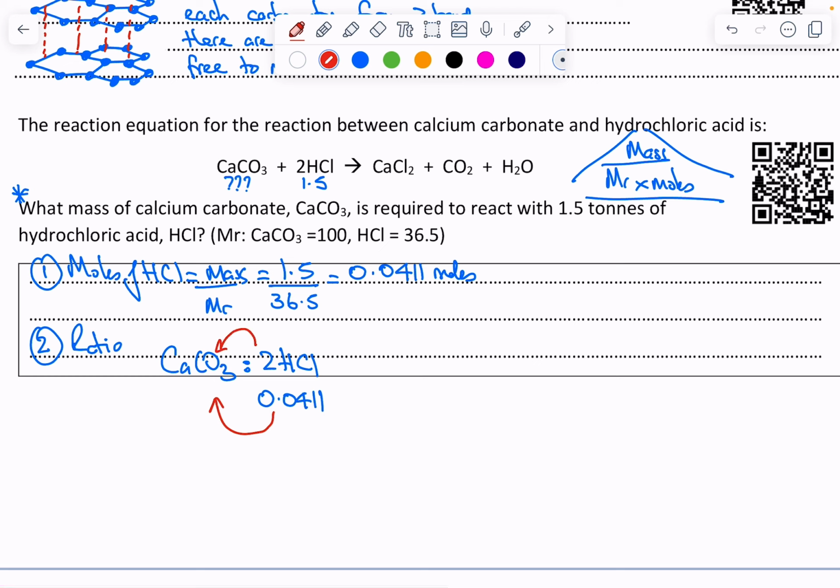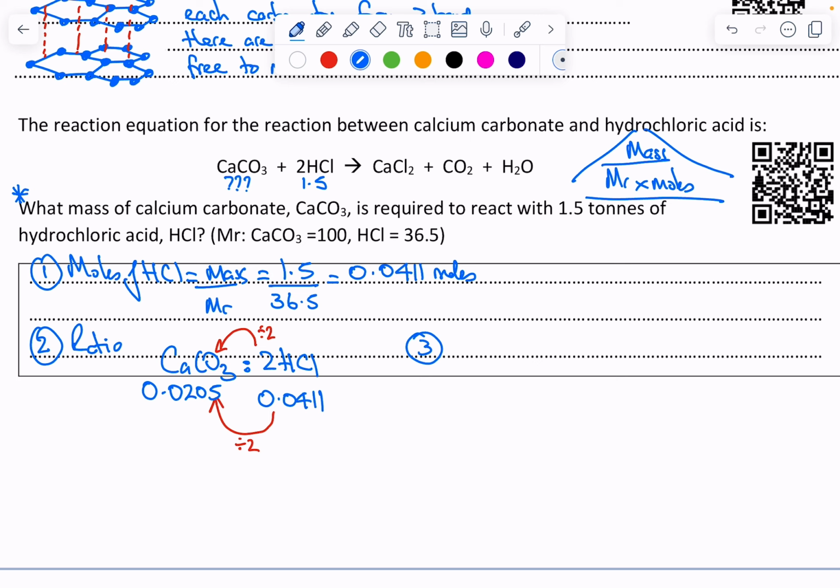So I'm going from here to here. So I'm going from 2 to 1. So this is dividing by 2, and therefore I have to divide this by 2 as well. So that's going to give me an answer of 0.0205. Okay, and that's moles of calcium carbonate.